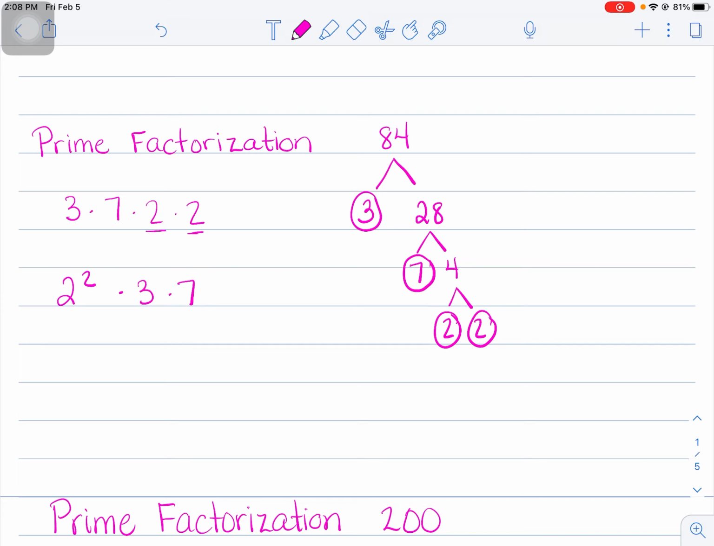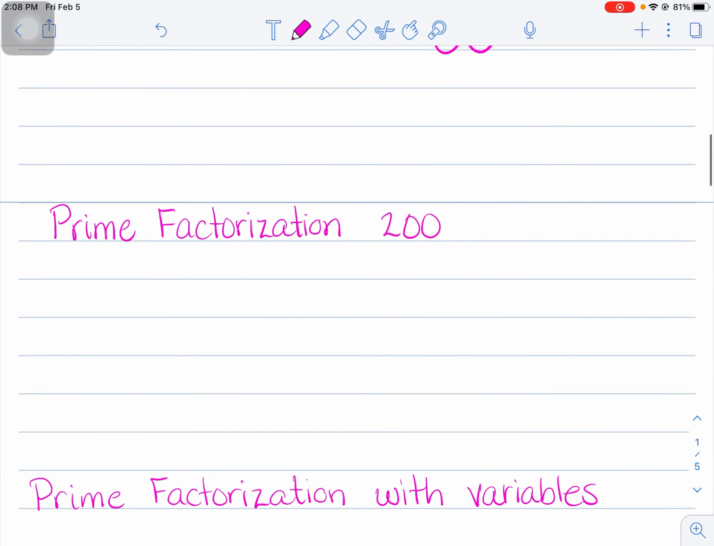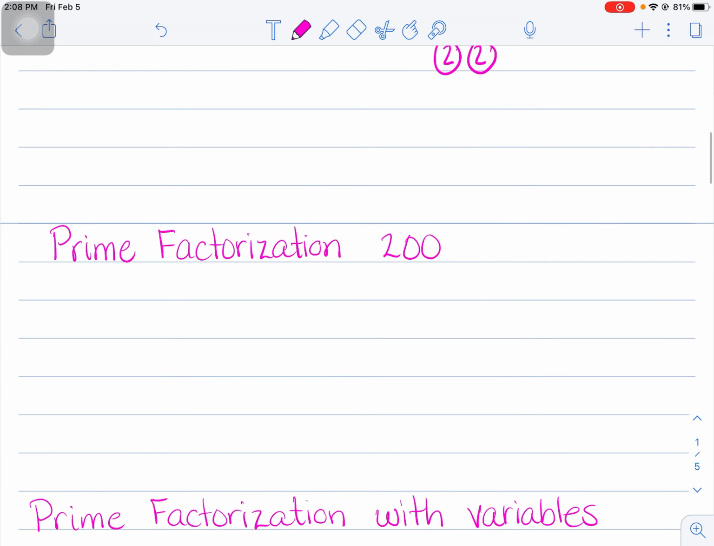Okay. So here's another example of doing 200. I want to start with 2 numbers that multiply to 200. I'm going to start with maybe 10 and 20. Well, neither one of those is prime. They can further be broken down. So let's break down 10: 2 and 5. Well, 2 happens to be prime and 5 happens to be prime.